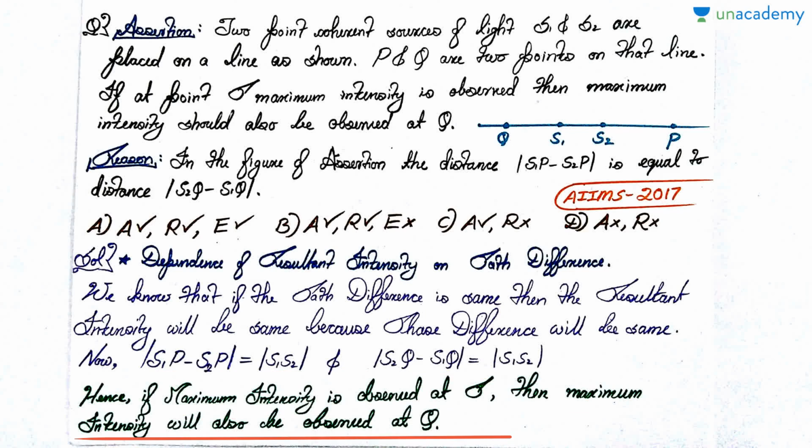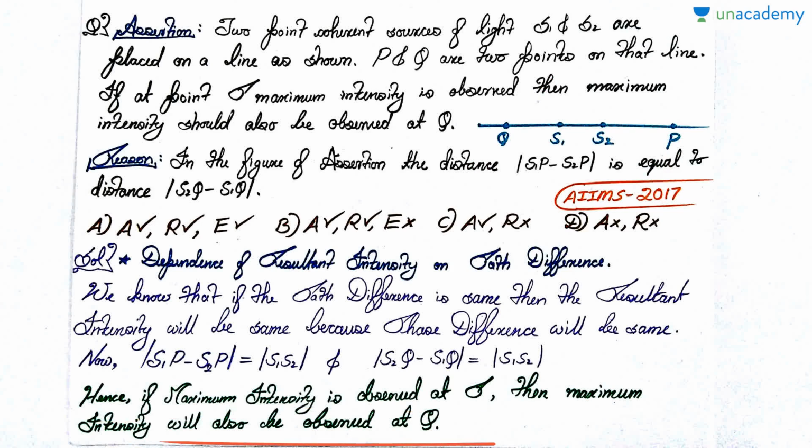Why can I say that for sure? Because S1P minus S2P is equal to S2Q minus S1Q. These two are nothing but path difference at points P and Q. If path differences are same, as you can see here, phase differences will be same. If phase difference is same, then intensity at both the places will be same. Now, if the intensity at point P is maximum, then here also it will have to be maximum because at both the points, intensities will always be same. Hence, if maximum intensity is observed at P, then maximum intensity will also be observed at Q.